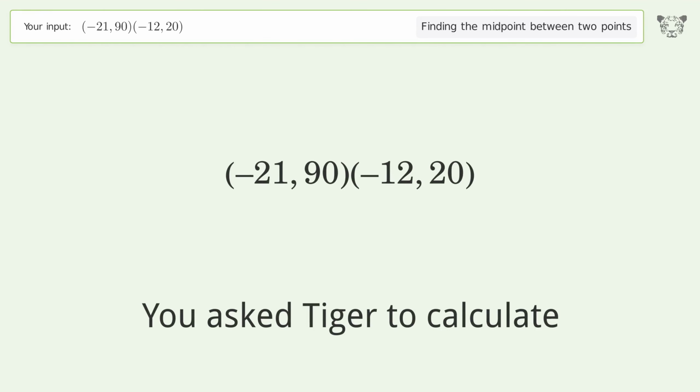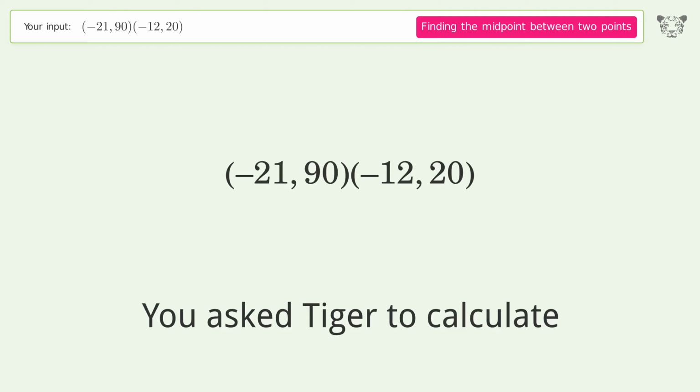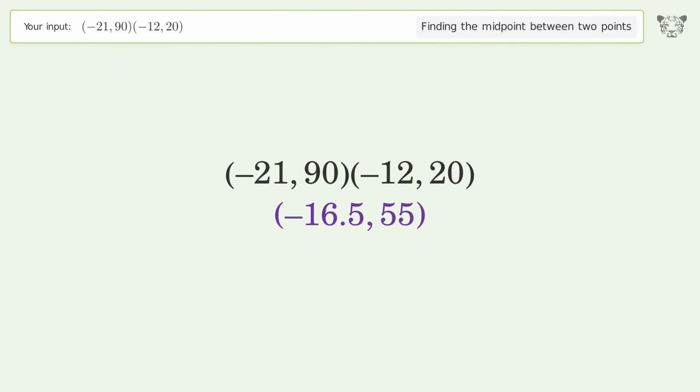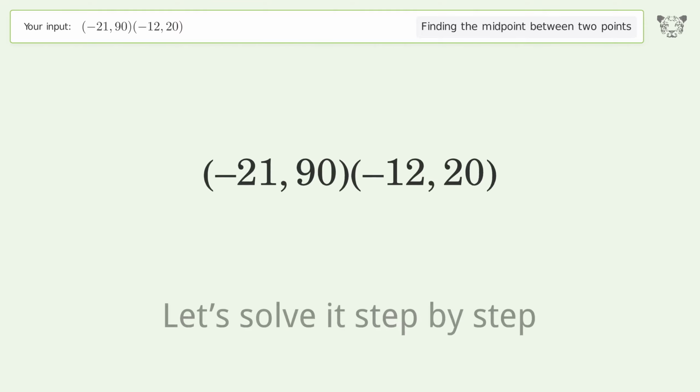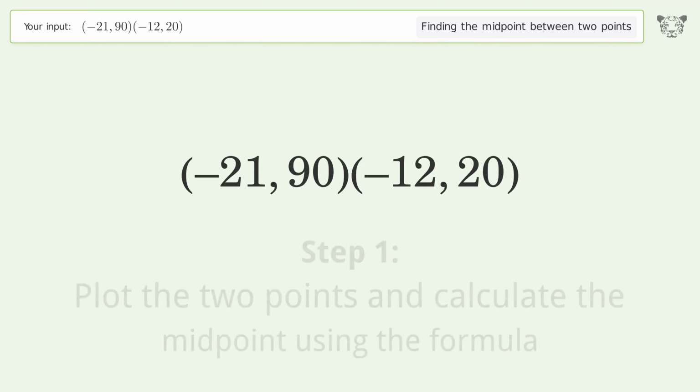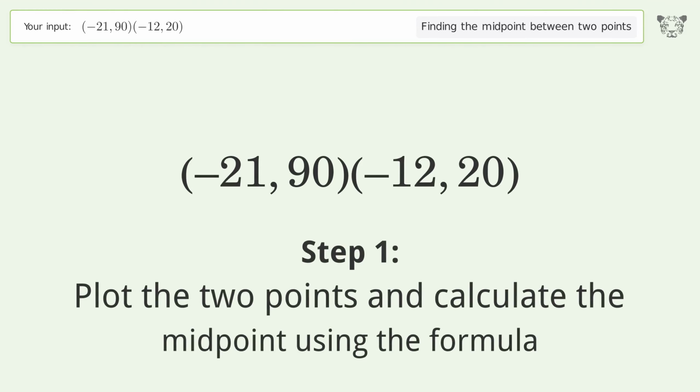You ask Tiger to calculate. This deals with finding the midpoint between 2 points. The midpoint between the 2 points is negative 16.555. Let's solve it step by step. Plot the 2 points and calculate the midpoint using the formula.